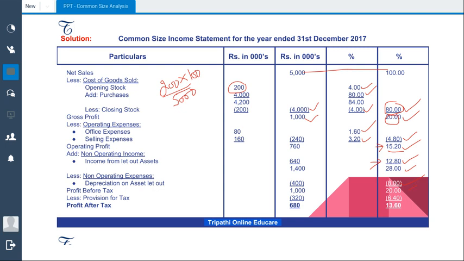Again reduced. Now, why is this profit reduced? Profit before tax is reduced because of non-operating expense. Because non-operating expense is 8% of the net sales. So at this moment we can say that our profit before tax is 20% of net sales. So once you subtract the provision for taxation, you will get profit after tax, which is 13.60%.